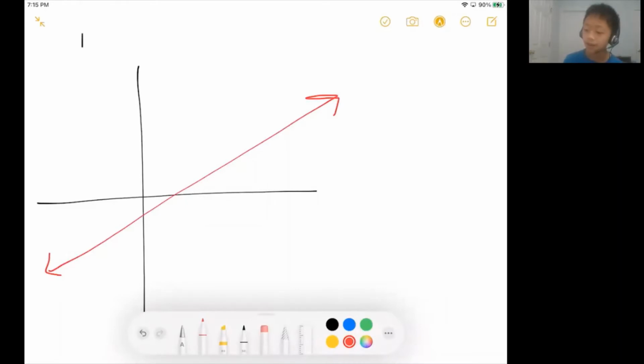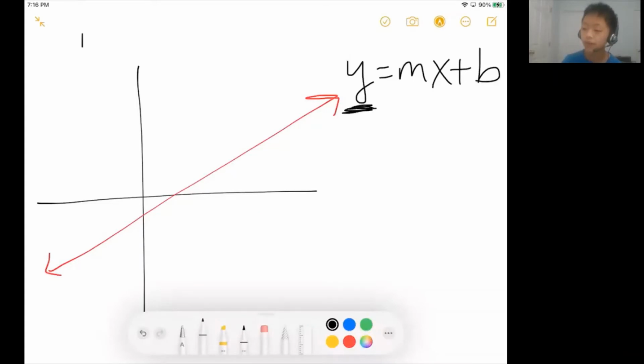So for example, a lot of the times when you write the equation of a line, the line will have an equation in the form of y equals mx plus b. So this usually represents the equation of a line. So let's break this down.